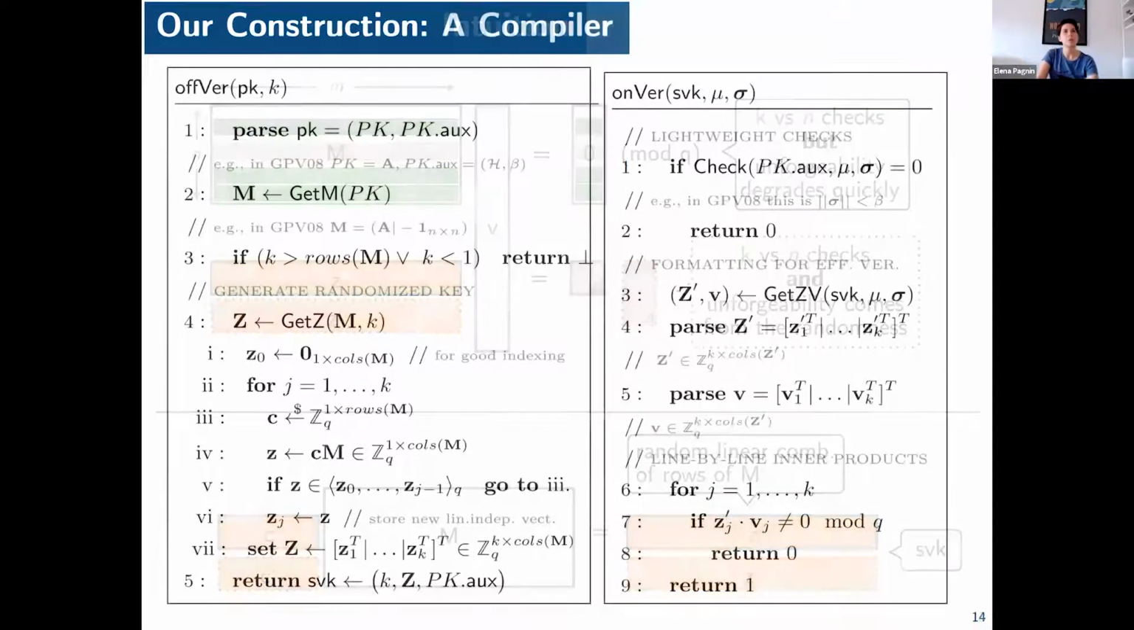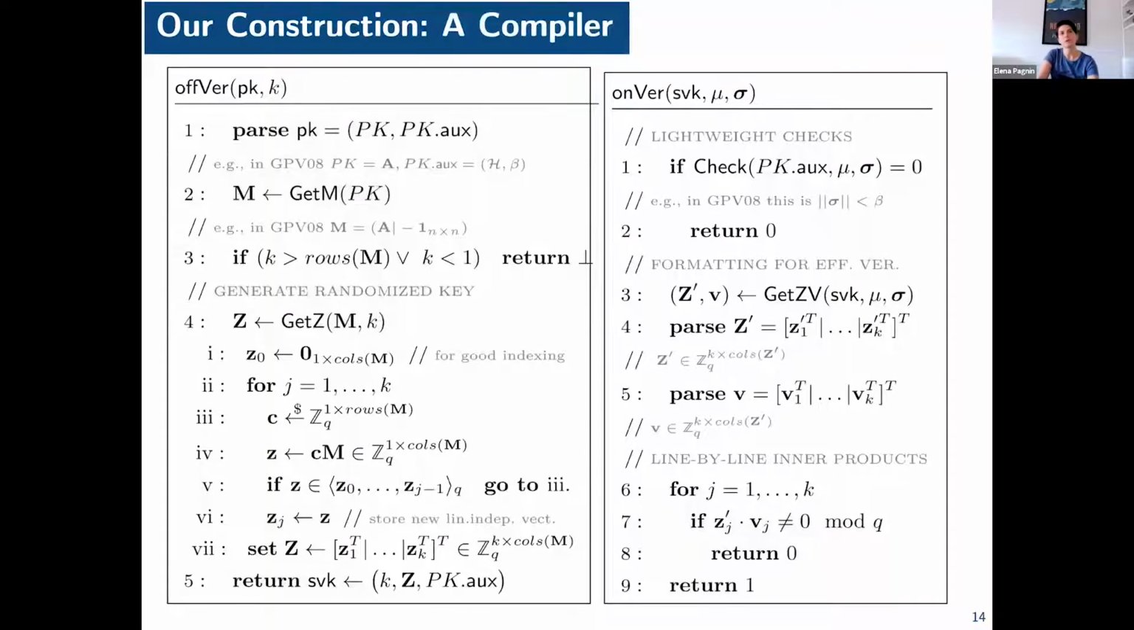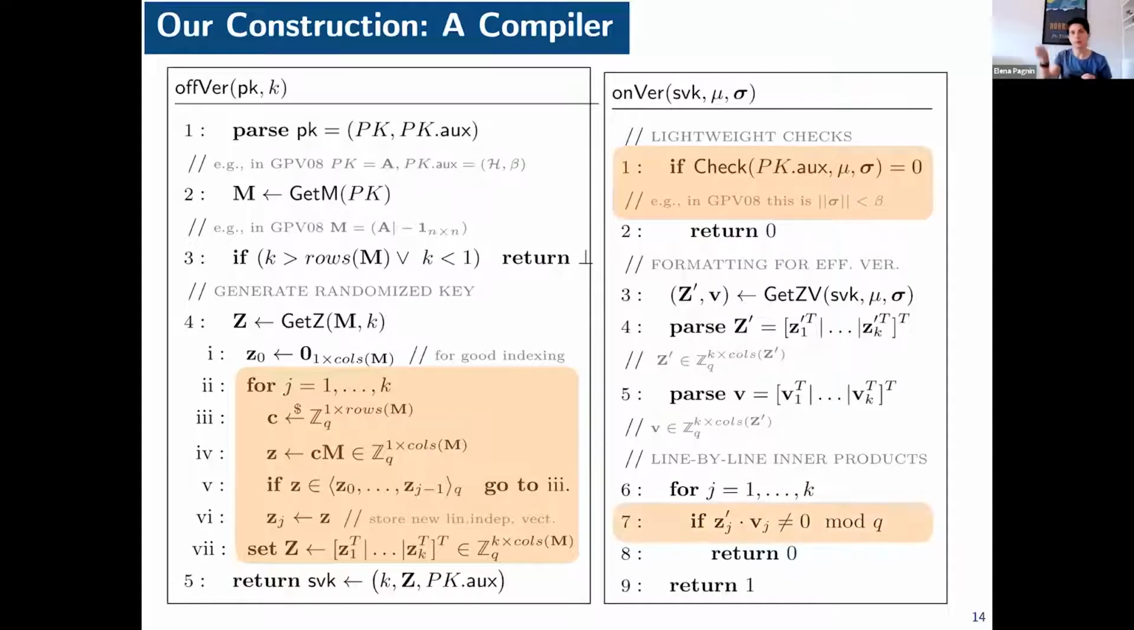Okay, this is how our compiler looks. I don't expect you to read everything in detail. If you want to do that, please check the paper, it's available on ePrint. But I just highlight this part, that it's the pseudocode of what I did before. So sample a random C, multiply it to the left by the matrix M, get your random Z, put these Zs that are linearly independent together and construct the short verification key. And then for the online verification, I will have to do the standard check, for instance, that the signature is short when I do lattice-based signatures. And then I will simply do this check. Instead of having a big matrix M, I'm going to have each row of Z multiplied by V.